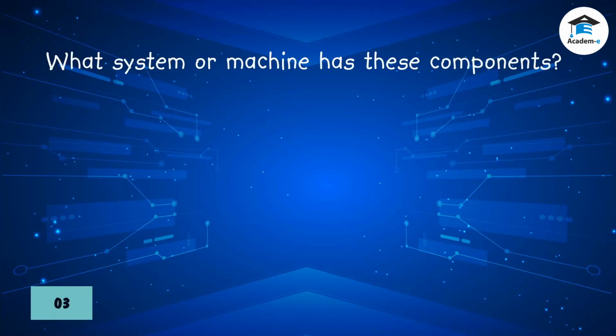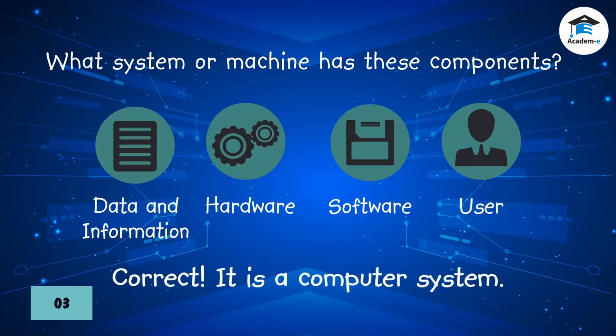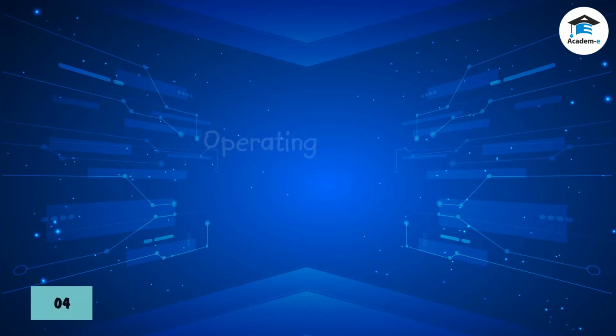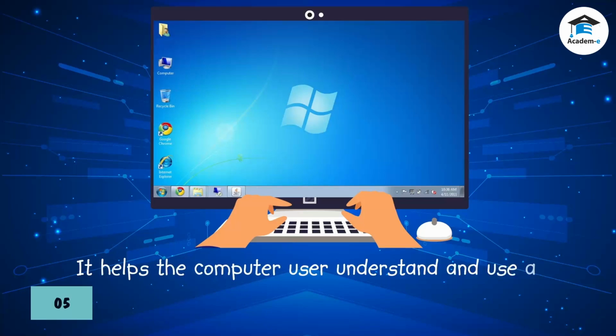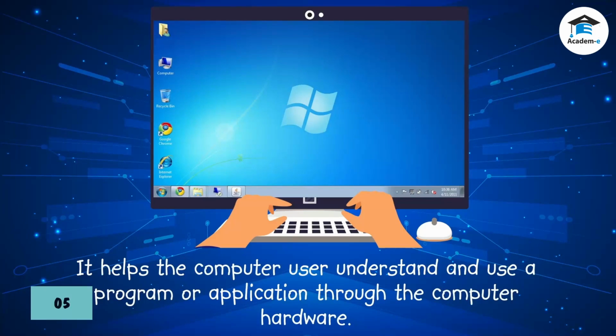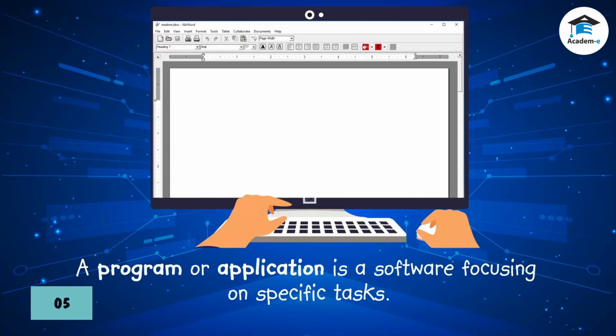What system or machine has these components? Correct. It is a computer system. Operating system. The operating system helps the different components of a computer system to work together. It helps the computer user understand and use a program or application through the computer hardware. A program or application is a software focusing on specific tasks.